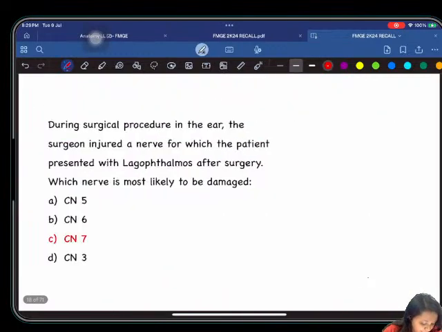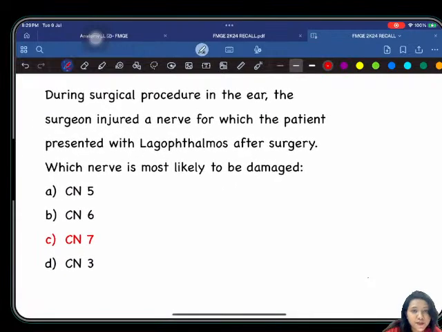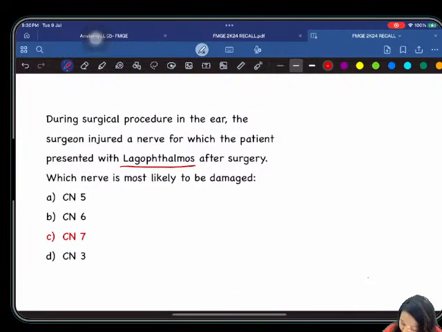Okay. So let us go to the next question, that is, during a surgical procedure in the ear, the surgeon injured a nerve, and the patient presented with lagophthalmos after surgery. Which nerve is most likely to be damaged? They have given fifth, sixth, seventh and third cranial nerve. So anybody who has tried to attempt this question can answer in the chat. Okay, anyone who is likely to mark it correct.